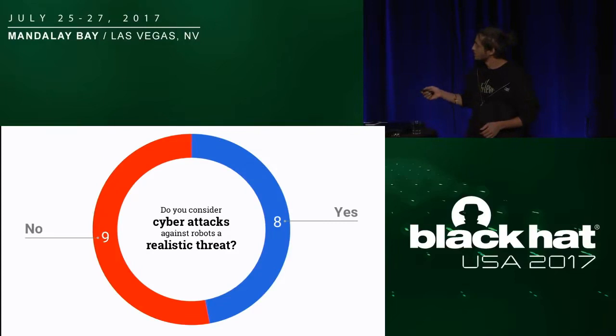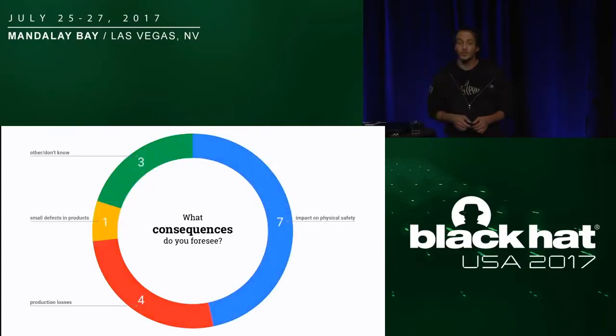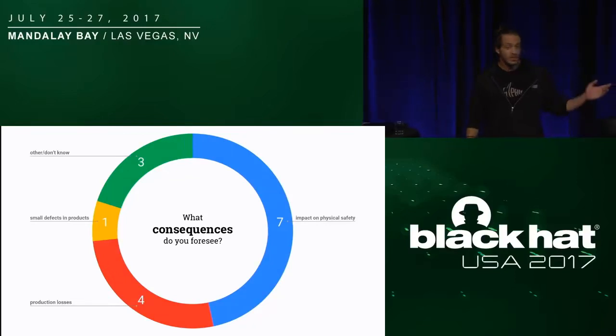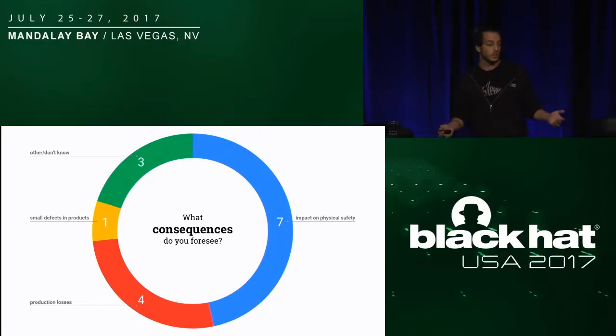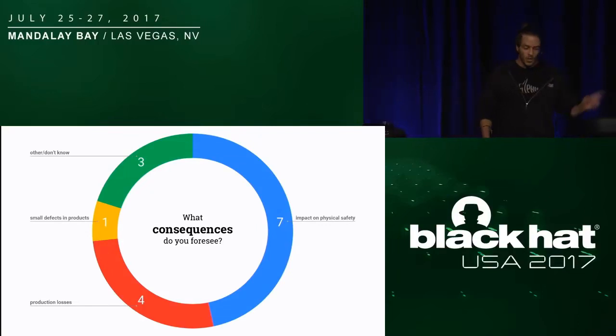So we also asked them a bunch of other questions. For example, what are the consequences that you foresee if an attacker has compromised your robot? Most of them were worried about the impact on physical safety. Is the human operator at risk? Some of them worried about production losses. What if the attacker stops the production plant? One of them even hinted, what if the attacker inserts some small defects in the products?